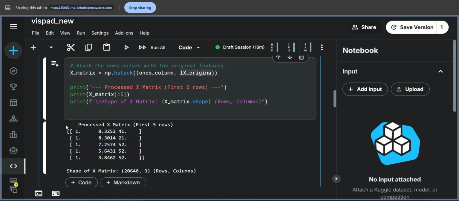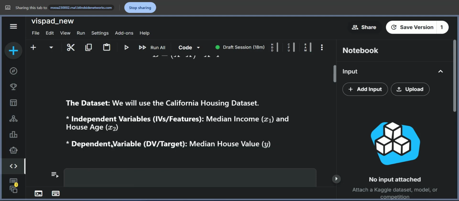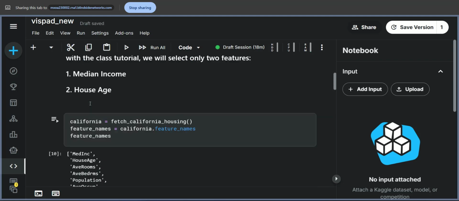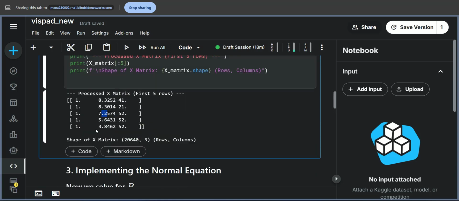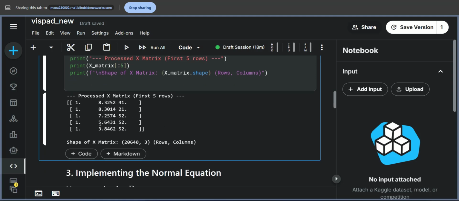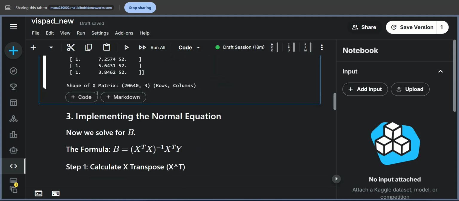So you can see we have 1, then we have 8.4. I mean the second one was the median income, and the third one was the house age. So now we have our three columns. Oh sorry, the value was over 20,000, not 200,000. Forgive me for that. So we have about 20,740 rows, then we have three columns, right?